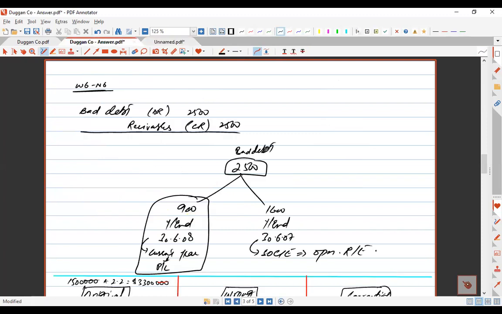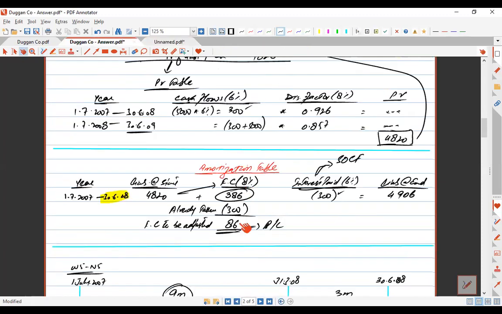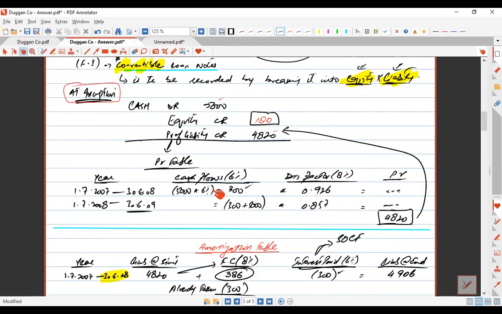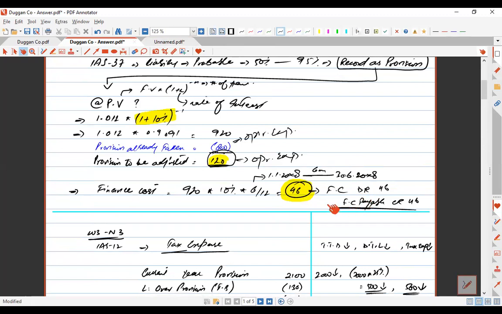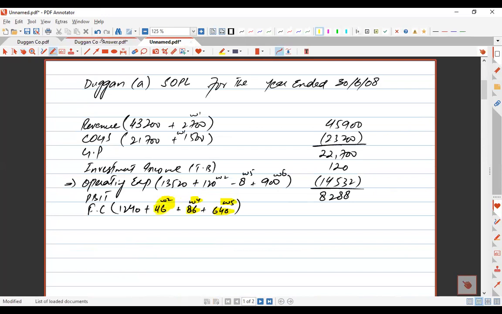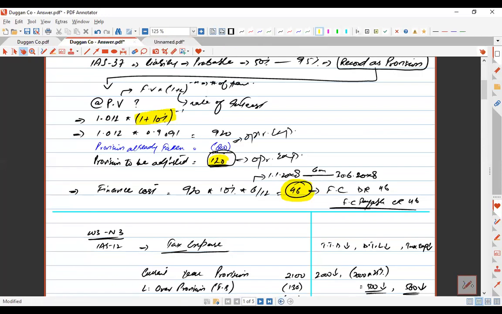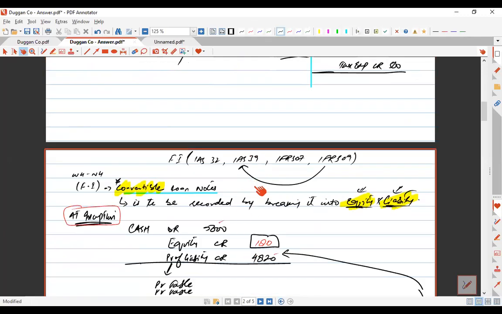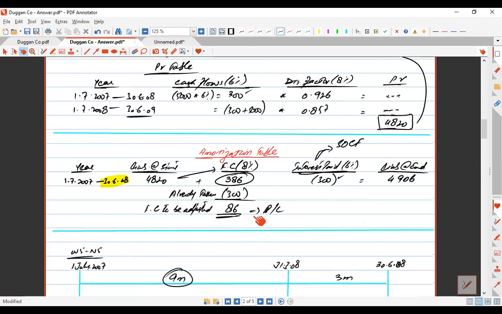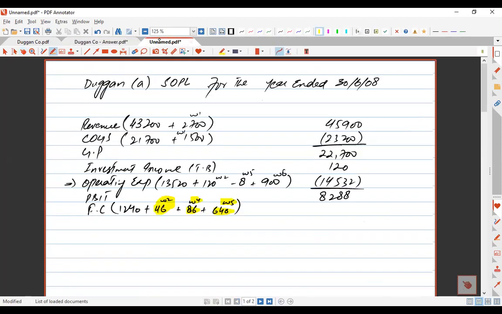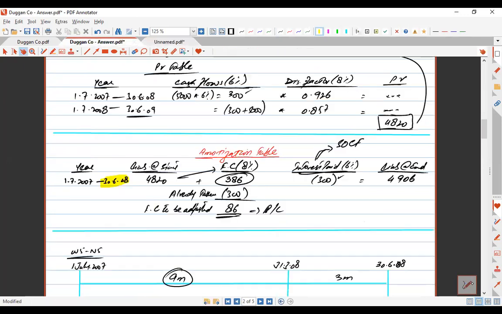Now move towards working number 2. In working number 2, here is 46 finance cost. We have taken this 46 over here. Working number 4, finance cost to be adjusted, 86 P&L. So we have added 86 in the finance cost. Working 5.